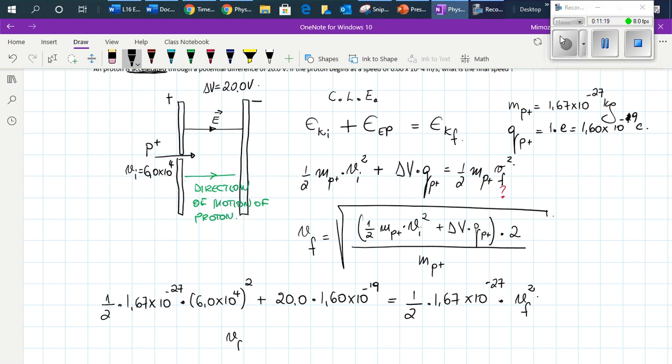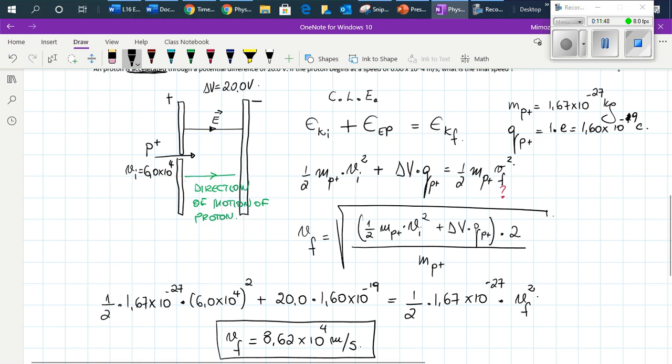We got V final equal to 8.62 times 10 to the power of 4 meters per second. And even when you think about it, it is an accepted value because the voltage is not that high. And still the speed of the proton as it is reaching the other plate is greater than the initial speed of the proton as it is entering.